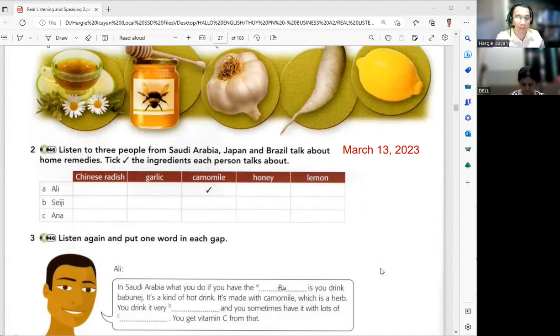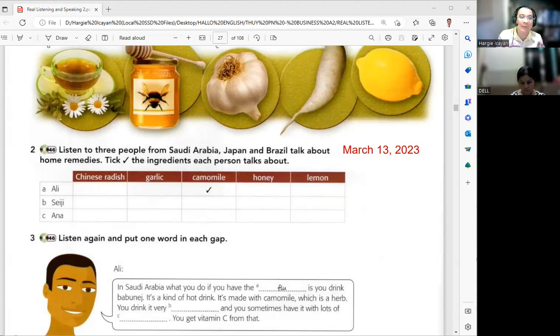Recording 46. In Saudi Arabia, what you do if you have the flu is you drink babunaj. It's a kind of hot drink. It's made with chamomile, which is a herb. You drink it very hot, and sometimes you have it with lots of lemon. You get vitamin C from that.